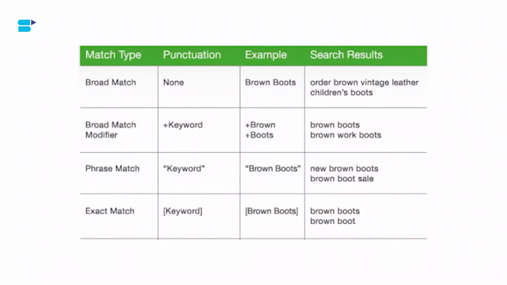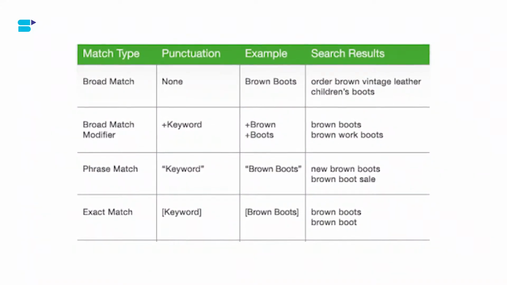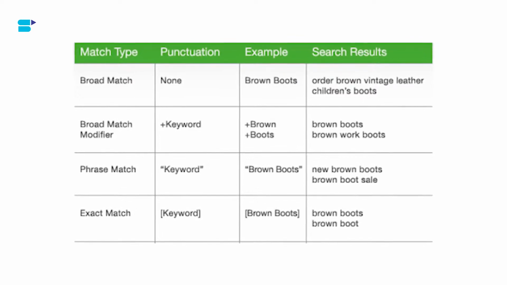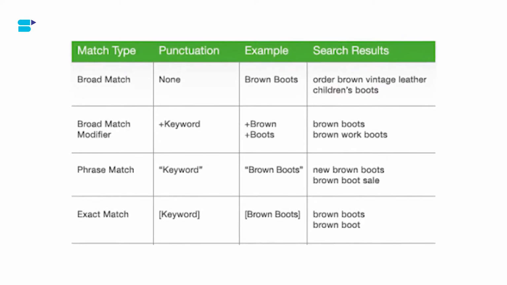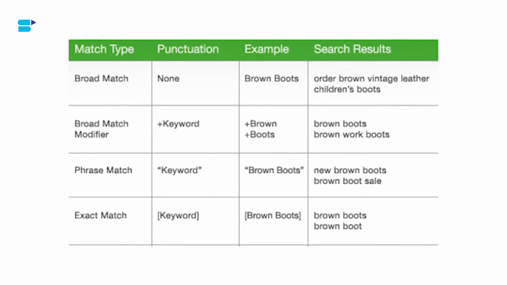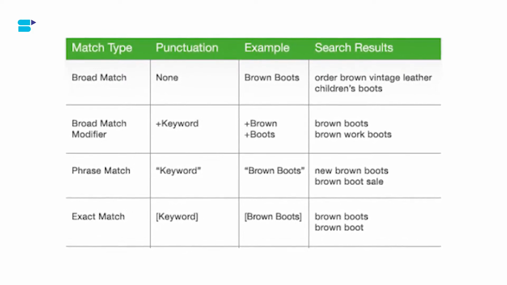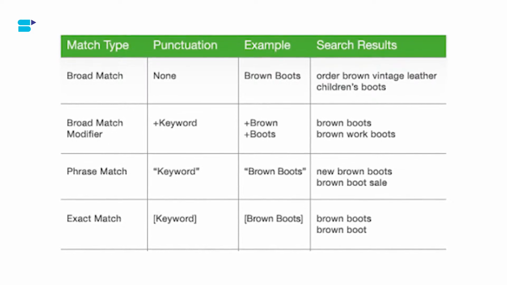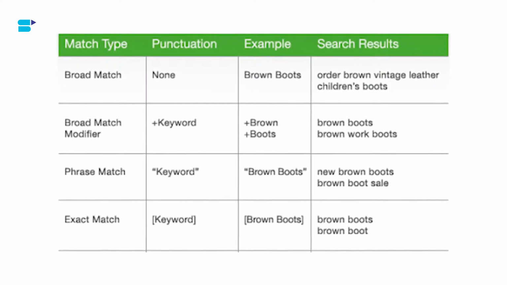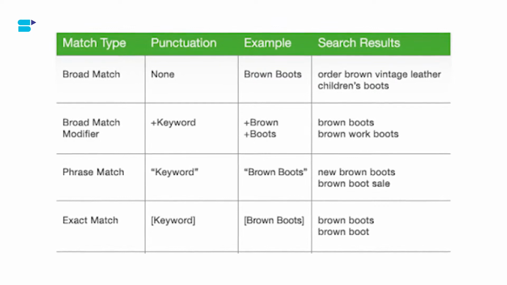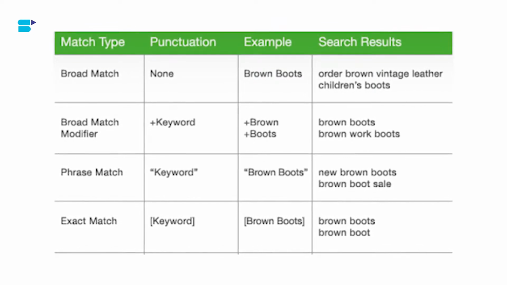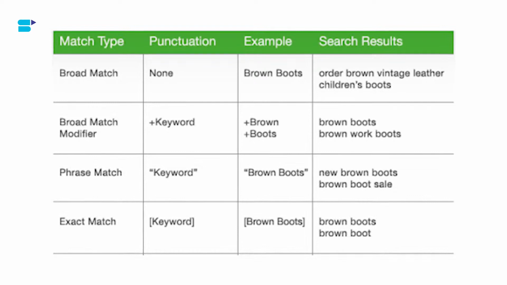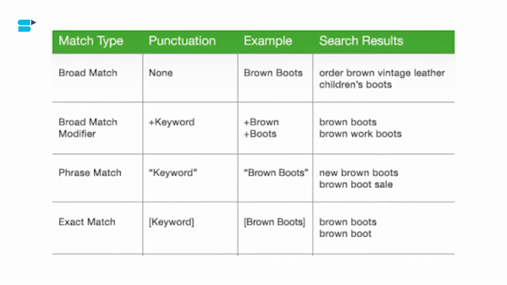Taking the example of brown boots, with both brown and boots specified as a must-have in the customer search term, the possible related search terms for which your ad could be displayed might include brown boots, brown work boots. In the case of broad match, it could include brown vintage leather, children boots. In the case of phrase match, the possible customer search terms could be new brown boot sale, brown boot discount. In the case of exact match, the only possible keywords would be brown boots or brown boot.